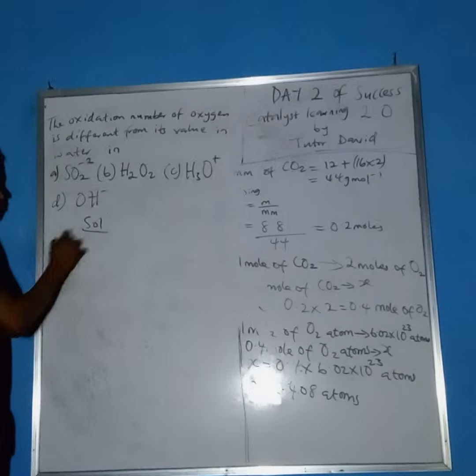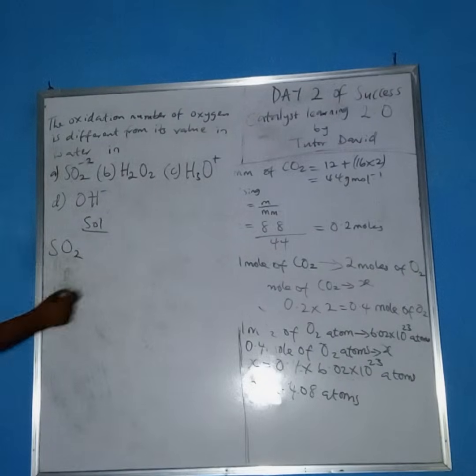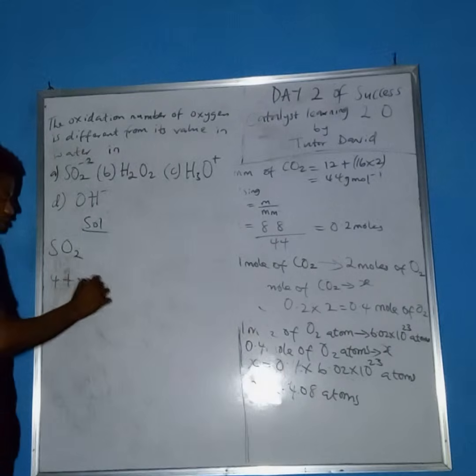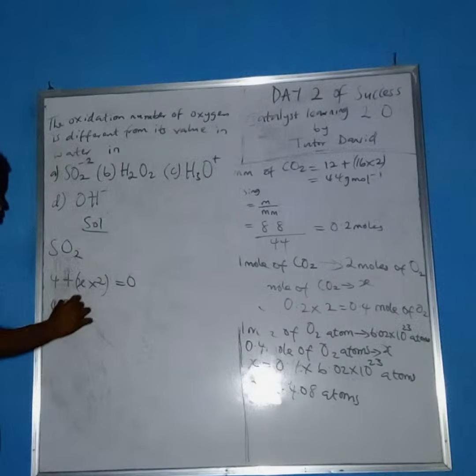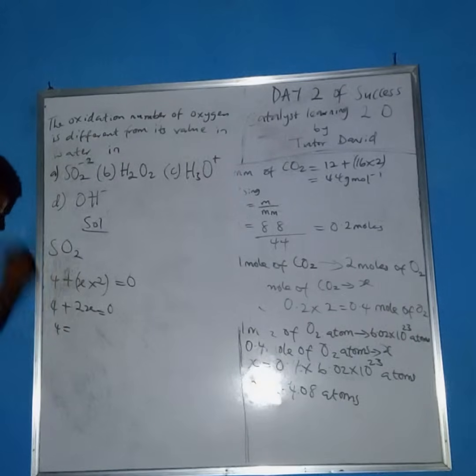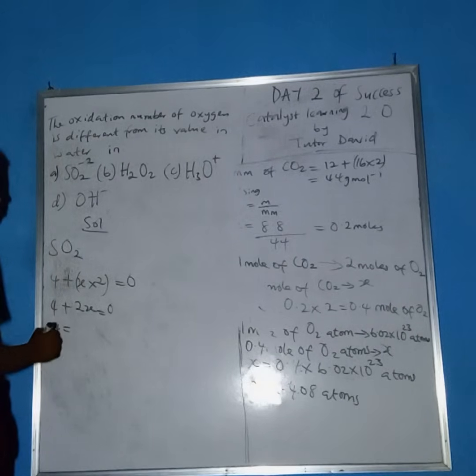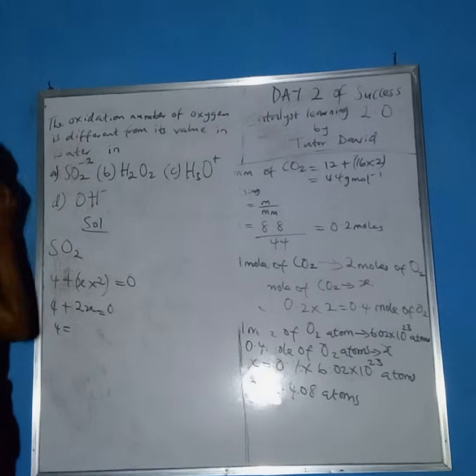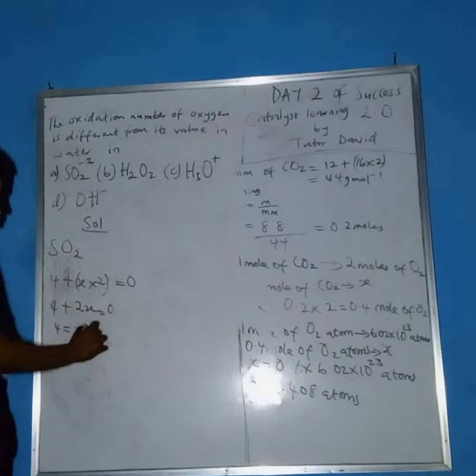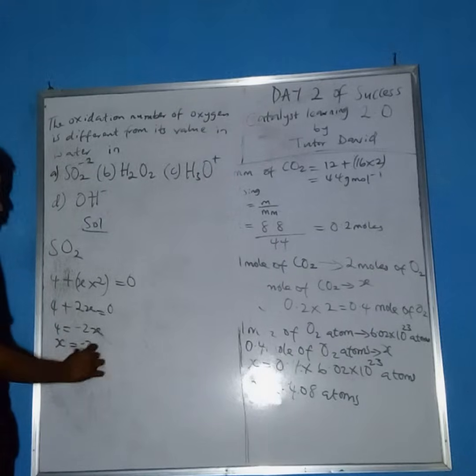So, for SO2, we want to know the oxidation number of oxygen here. Sulfur is 4. Now, you might tell me sulfur is -2. Yes, but in this place, sulfur has an oxidation number of 4, plus oxygen, which we don't know, x, times how many oxygen can we see? Times 2. In brackets, we equate it to 0. So this becomes 4 plus 2x equals 0. So 4 equals -2x. So x is now equal to what? -2. So oxygen here is -2.